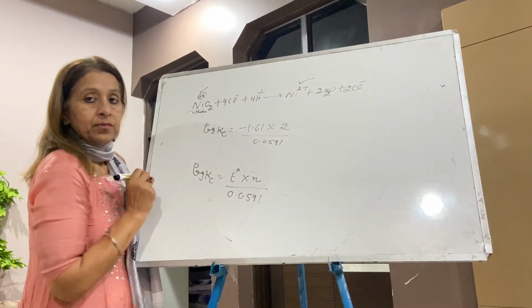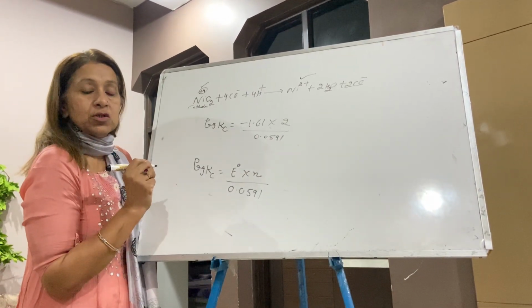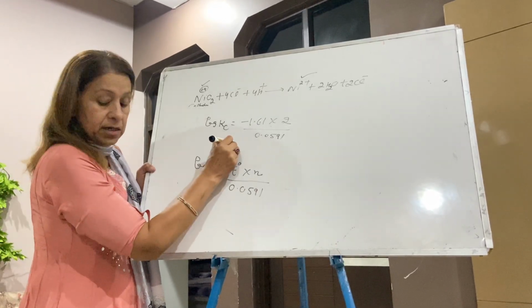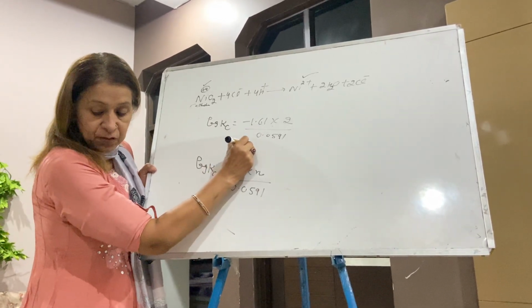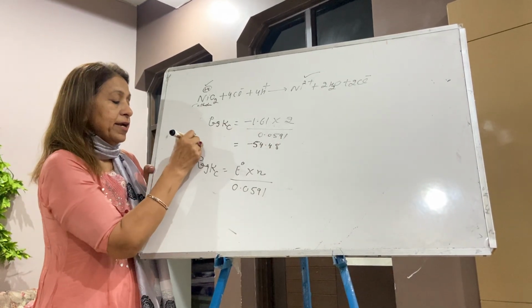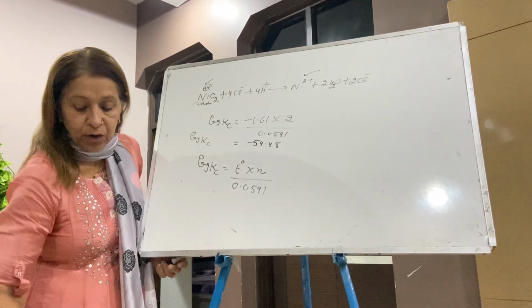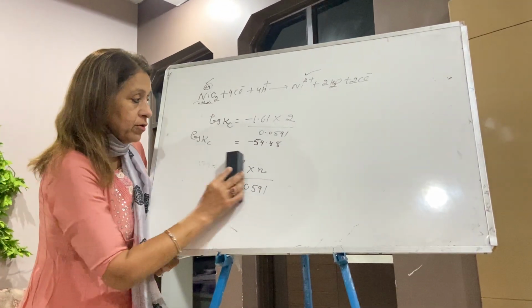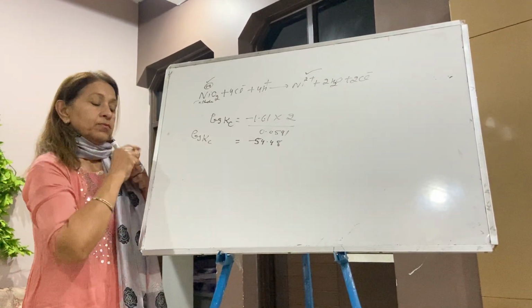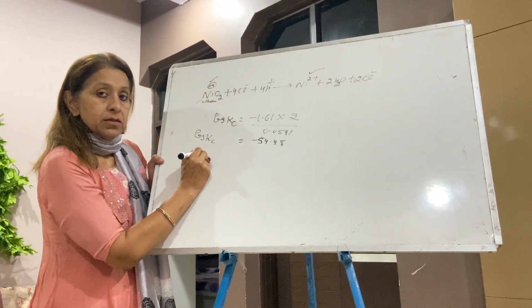divided by 0.0591. Write down all the calculations as I will take them, because today the calculation is of log and anti-log, very important. Okay, now let the answer come out as minus 54.48. Log Kc is equal to minus 54.48. You can also calculate it. Next step. Let's say I am taking it in a very slow manner.